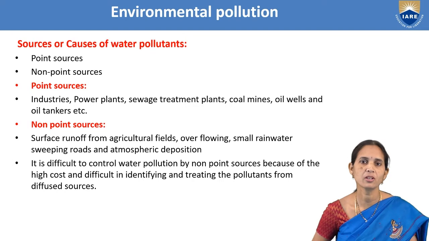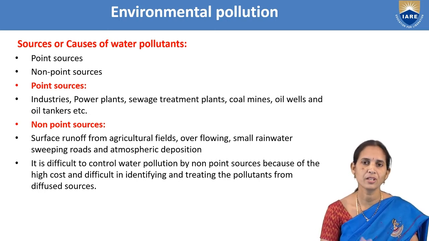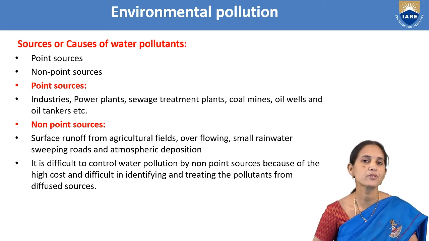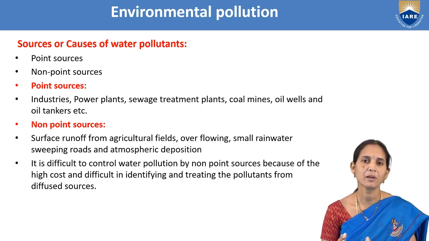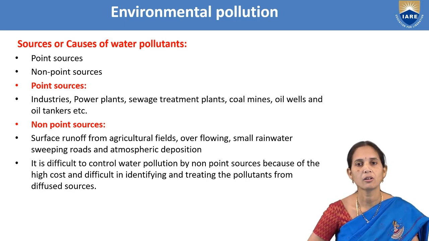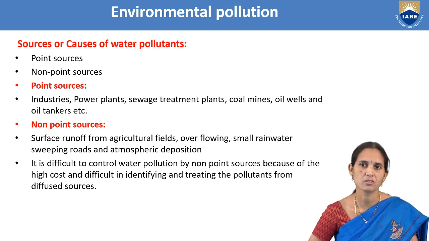So sources of water pollution are two types here: point sources and non-point sources. So point sources means industries, wastewater coming out of industries, wastewater coming out of power plants, and sewage treatment plants, coal mines, oil wells, oil tankers. All these are point sources.